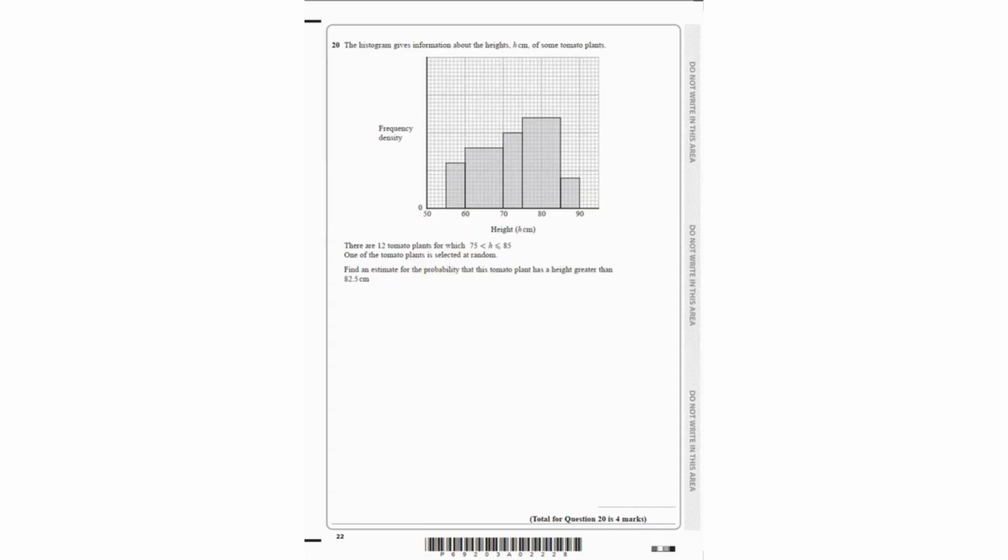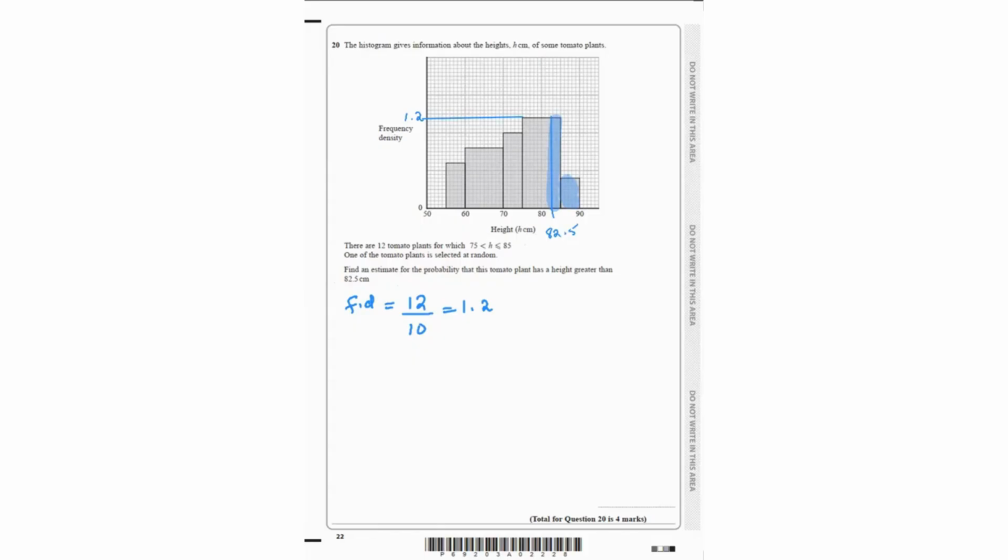So if we draw a line from 82.5 somewhere over here, that's your 82.5. So we need the probability for the number of plants that have a height greater than 82.5. So that includes this part and this part. We know that there are 12 plants from 75 to 85. So let's use that information to figure out the frequency density for this bar. So 12 divided by the class width, which is 10, that's 1.2, which means the height of this bar over here is 1.2.